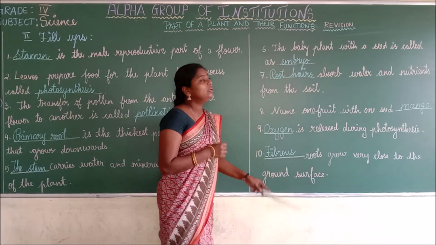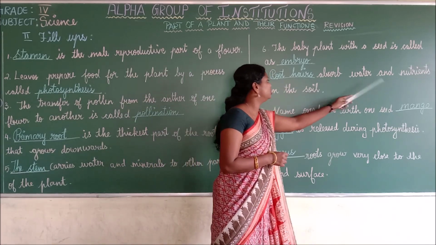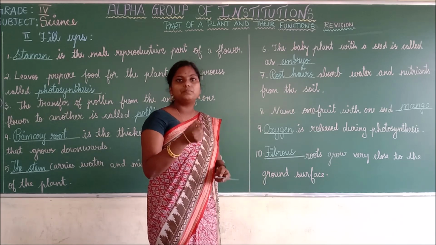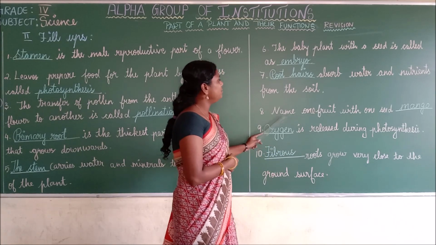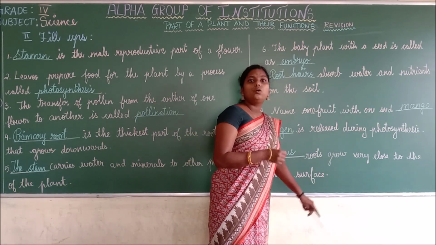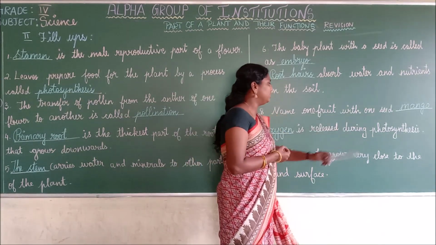It is called an embryo. Dash absorbs water and nutrients from the soil. Who absorbs? Root hairs absorb the water and nutrients. Name one fruit with one seed. I said mango. Whatever fruit you know with a single seed, you can write it here.